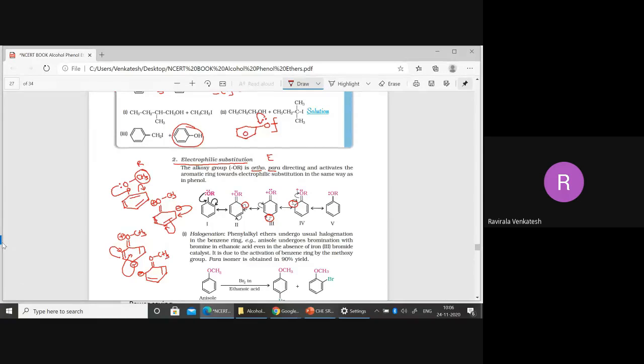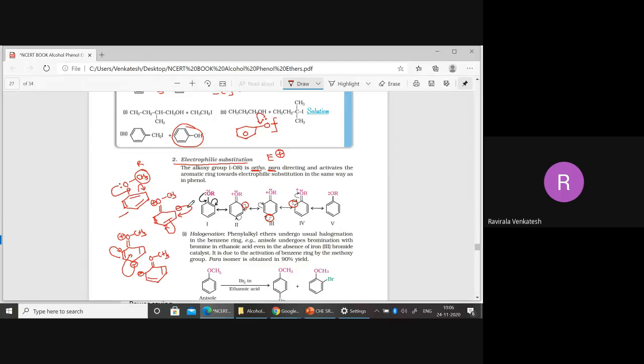Electrophile is which charge? Positive charge. Now, positive attacks on which position here? Ortho and para positions. That means in electrophilic substitution reactions of aromatic ethers, the electrophilic substitution takes place at ortho and para positions.